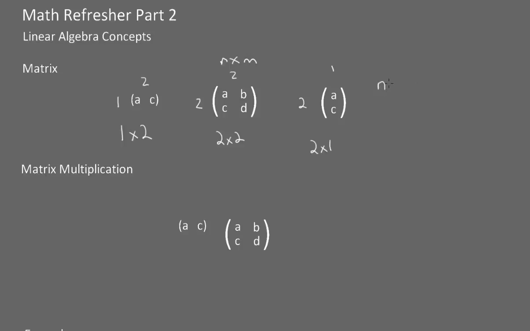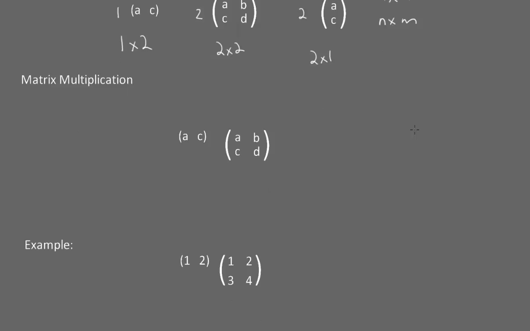Commonly on the exam, you'll either hear n by n or n by m. Now n by n means that the number of rows and number of columns are the same in the matrix, and n by m means that the number of rows differs from the number of columns.